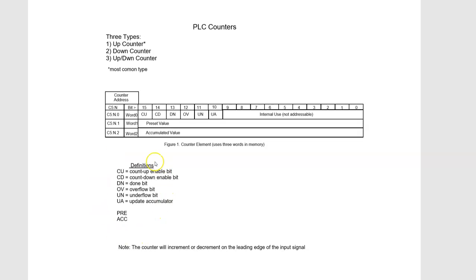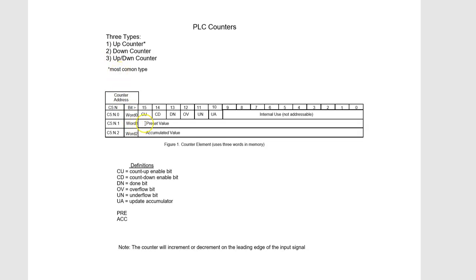Here are some definitions, depending on whether you have an up counter or a down counter. By the way, this up-down counter in some PLCs is an actual instruction all by itself. You have an up-down counter. In a lot of PLCs, you have to construct this out of an up counter and a down counter. So be aware of that.